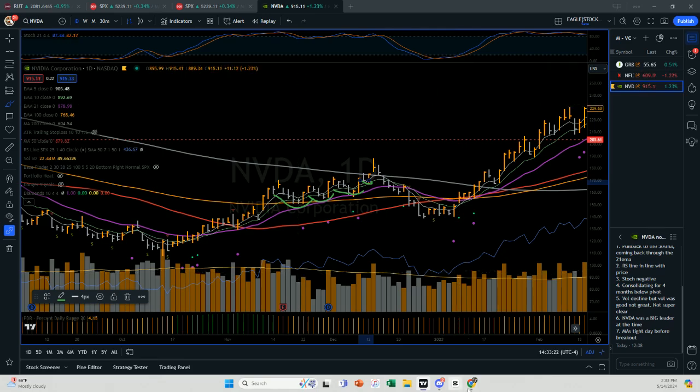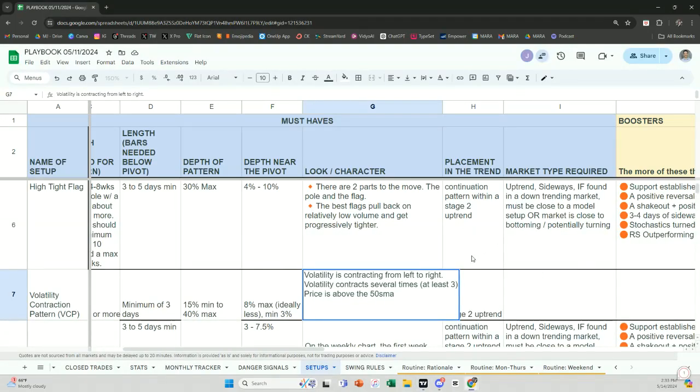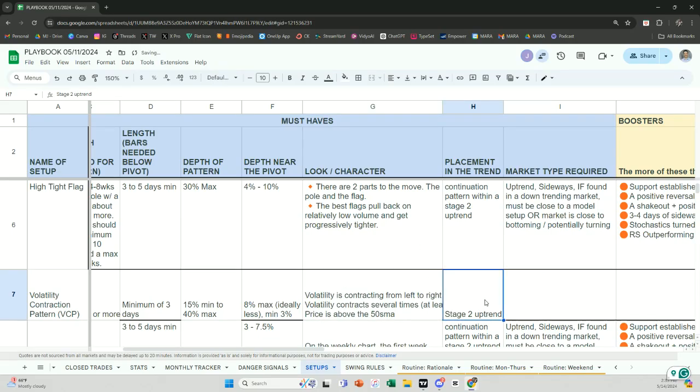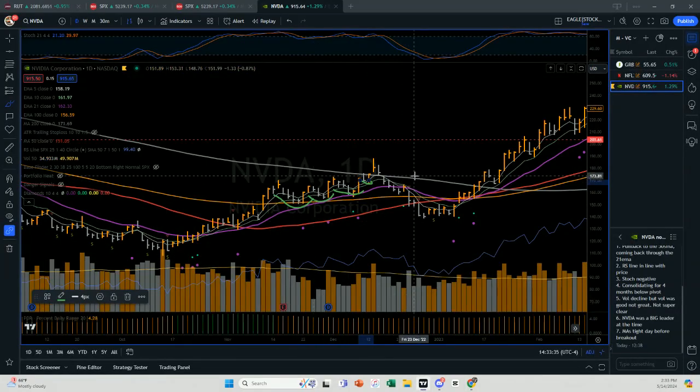And how would we know that it's wrong? Well, if we take a look at our must-haves, is it in a stage 2 uptrend? No. It's well below the 50. It's below the 200. The 200-day is in a downtrend. And so right there, you would write this off. Something else that would disqualify it for me is time below the pivot. I wouldn't use this. That's only 2 days.